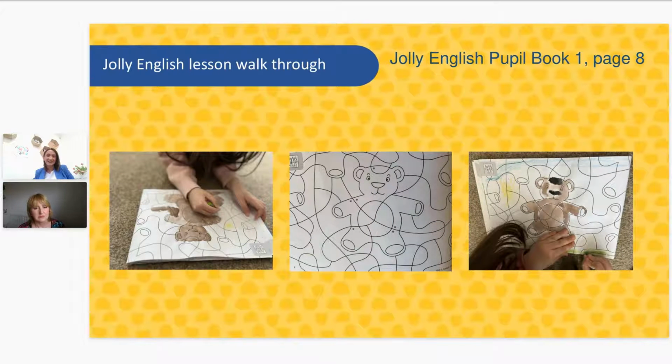And an easy page which you can see is page 8 from Jolly, from the first level. What do you see first? It's a teddy bear. So you first ask the children to draw a teddy bear. You can decide whether you want them to paint them or you want them to color it with crayons, depending on their abilities. But then what shall we do next?